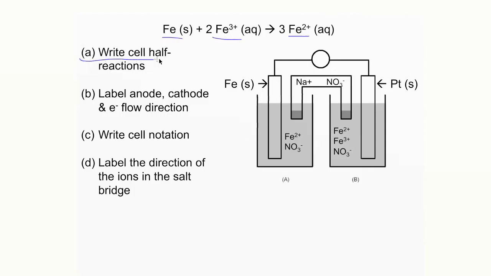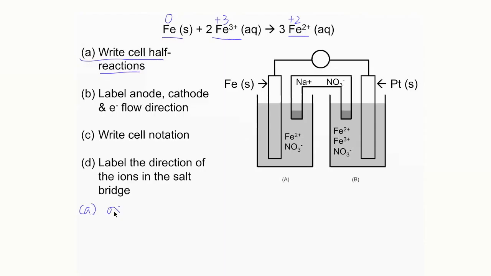Question A. Write the two half reactions. You need to identify what is oxidized and what is reduced. Iron's oxidation state is 0. Iron 3 plus has an oxidation state of positive 3. Iron 2 plus has an oxidation state of positive 2. So iron solid is oxidized. Iron 3 plus is reduced. Therefore, let's do A first.